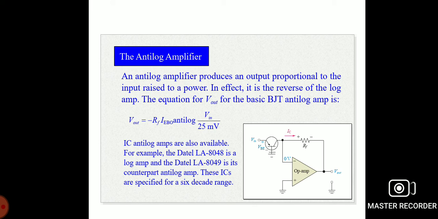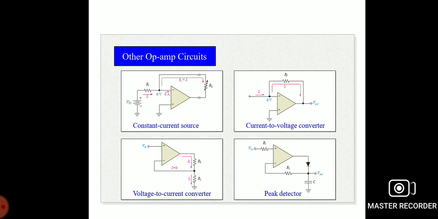Now we can see the other operational amplifier circuits related to the anti-log amplifier. The first one is a constant current source. The output of the amplifier is connected to the load resistance, which is fed back to the input resistance R1. Here the supply is the input voltage V in. Now we can see the non-inverting input is as usual grounded.